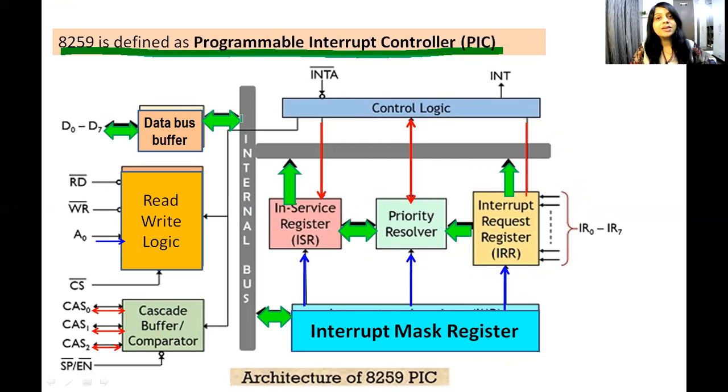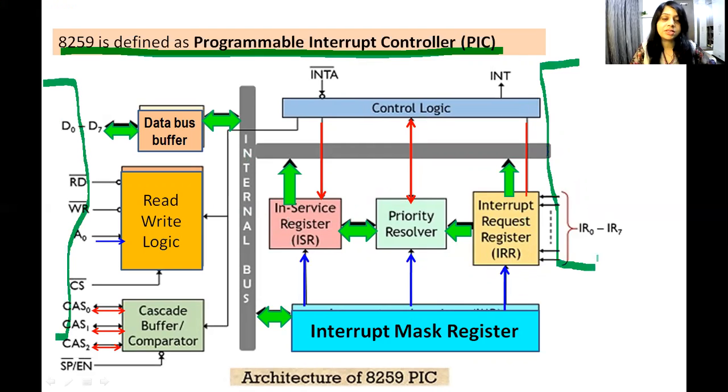Always remember that this is an interfacing IC. On this side, we always connect the processor. On the right-hand side, we connect devices. If you see this side, you will see the interrupt request register and there are pins. These pins are from IR0 to IR7, known as interrupt request 0 to interrupt request 7. So here you can connect the interrupting devices on these pins.